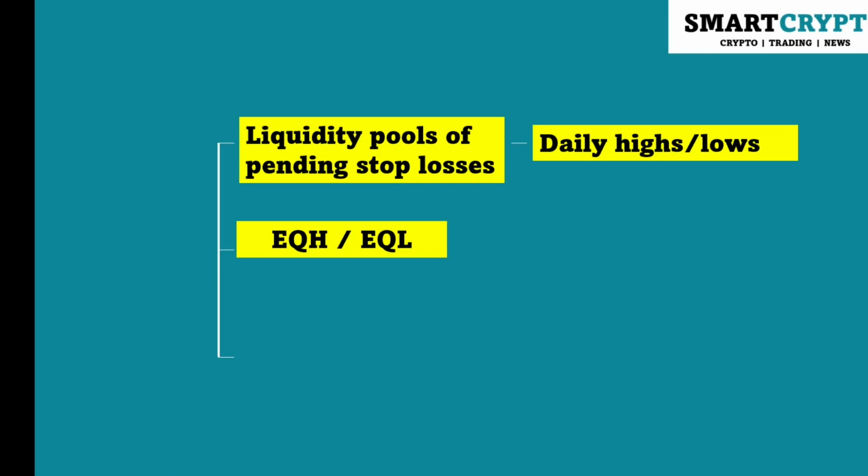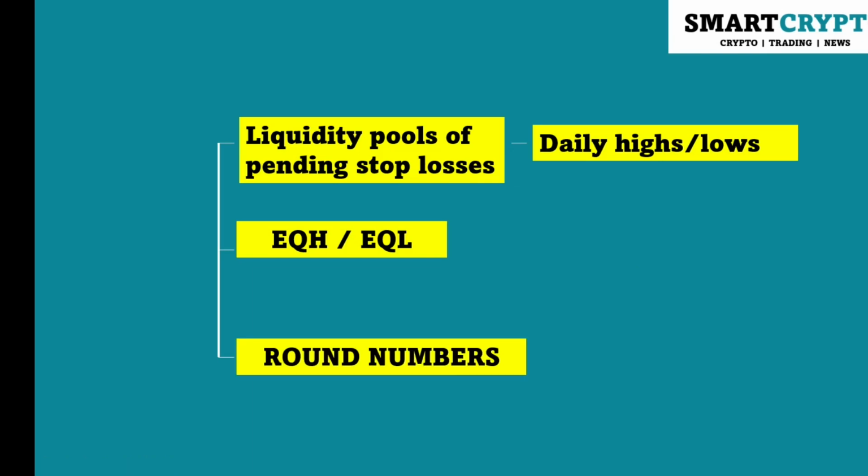A last combination is a swing point at or close to a round number. Smart money or institutional money does not operate with decimal numbers. They like to trade with round numbers, just for convenience's sake.